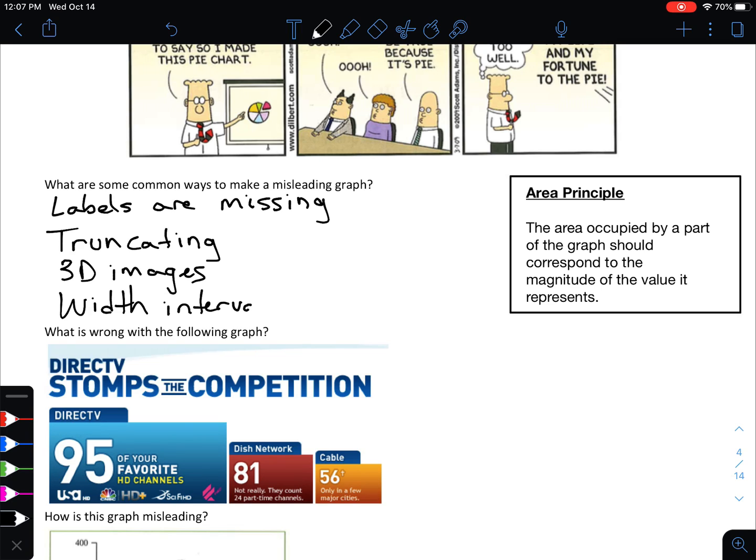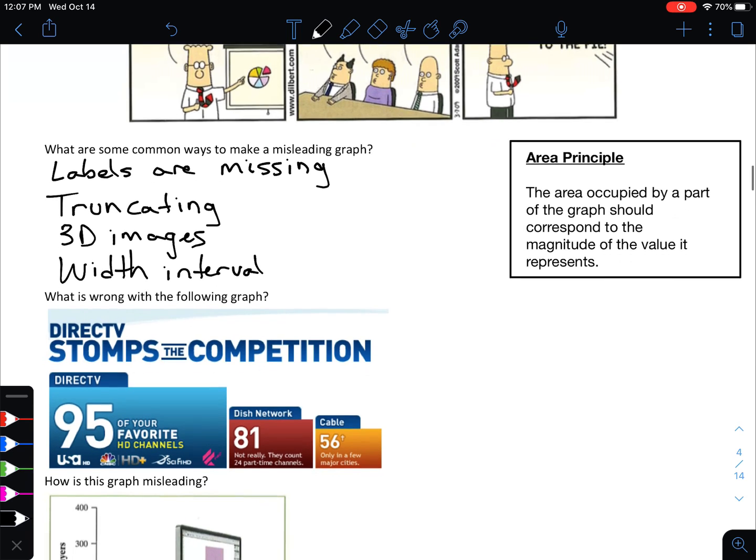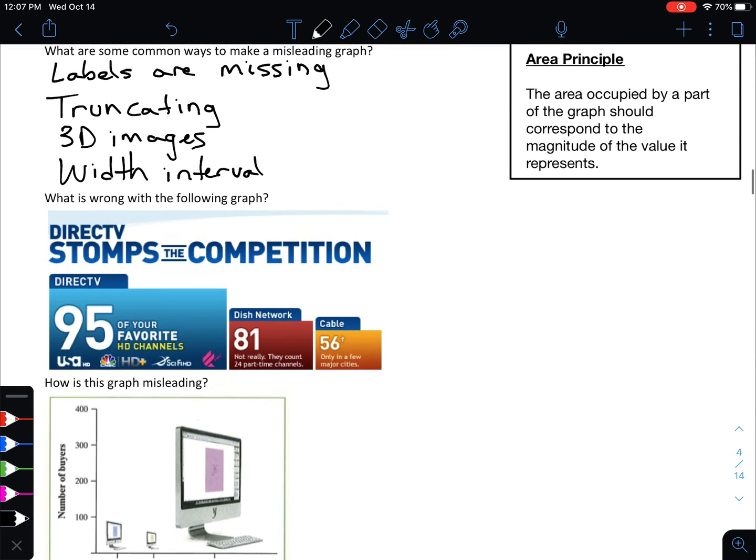Also, you have to be careful with the widths of the interval. Typically the heights you don't have to be as careful with, but the width of the interval can definitely make a big difference when you're thinking about the area principle. So let's use some of that information to talk about what's wrong with this graph with DirecTV.